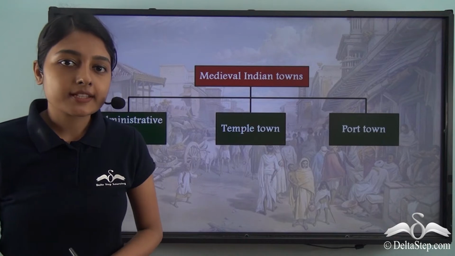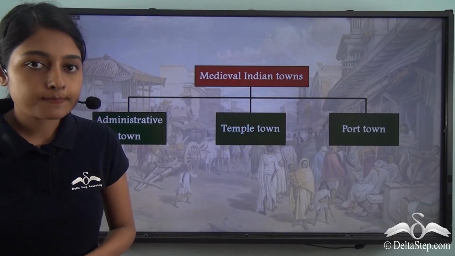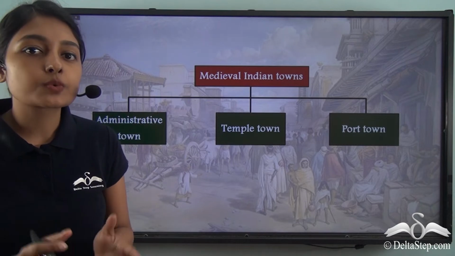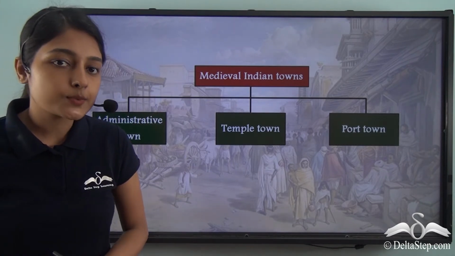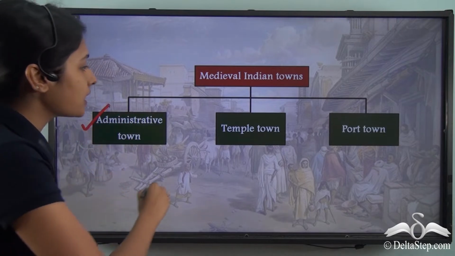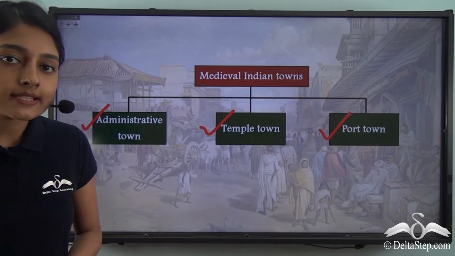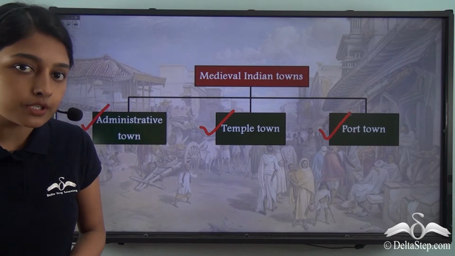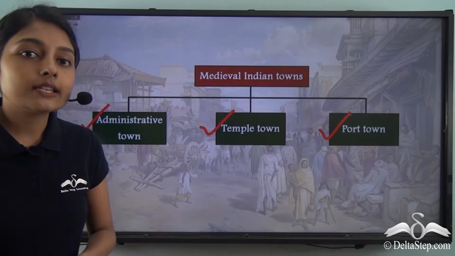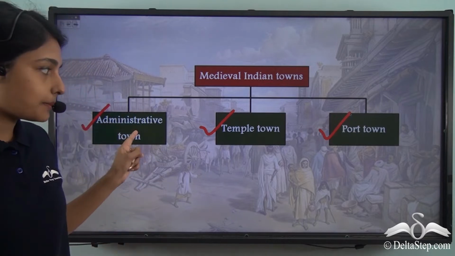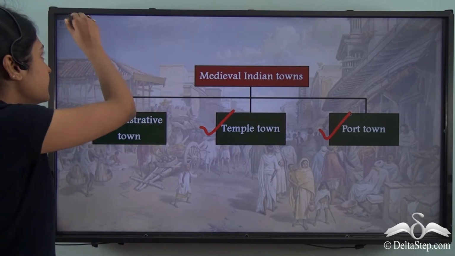For the purpose of our discussion, we have to keep this very important point in mind. Medieval Indian towns were divided into three categories, and these three categories were administrative towns, temple towns and port towns. In this lesson, we will be focusing in particular on administrative towns and temple towns. So, let us begin this discussion on administrative and temple towns in medieval India.